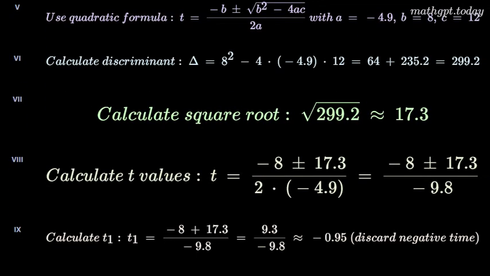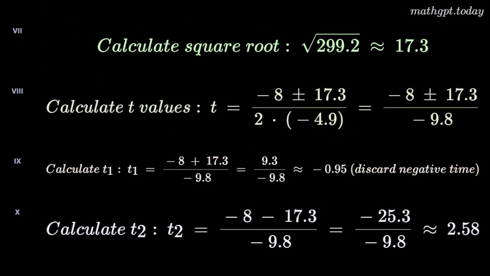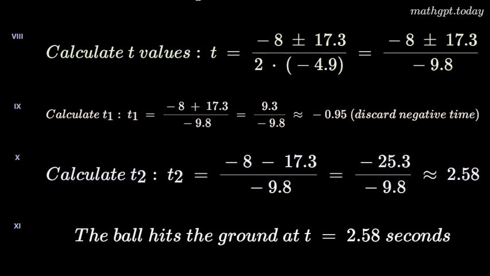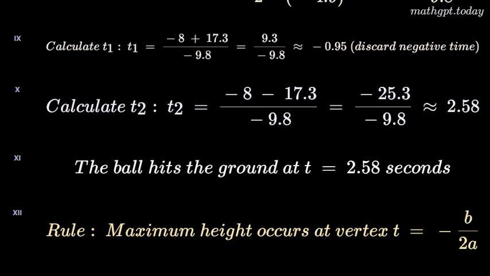Next, we find the square root of the discriminant to use in the quadratic formula. Now we can calculate the two possible time values using the quadratic formula. For the first time value, we add the square root to negative b and divide by 2 times a. Calculating this gives us a negative time, which we discard since time cannot be negative.